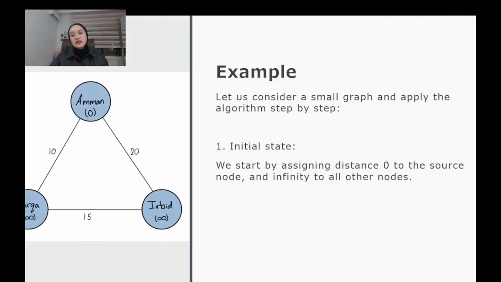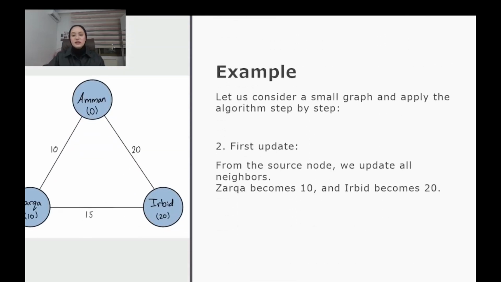Now, let us consider a small graph and apply the algorithm step by step. We have this graph, as I showed you before: Amman, Zarqa, Irbid, and the weights between them. First, we have the initial state: we assign the distance of the source node, which is Amman, to 0, and all other nodes to infinity. Then we have the first update: from the source node, we update all neighbors. So Zarqa becomes 10 and Irbid becomes 20.